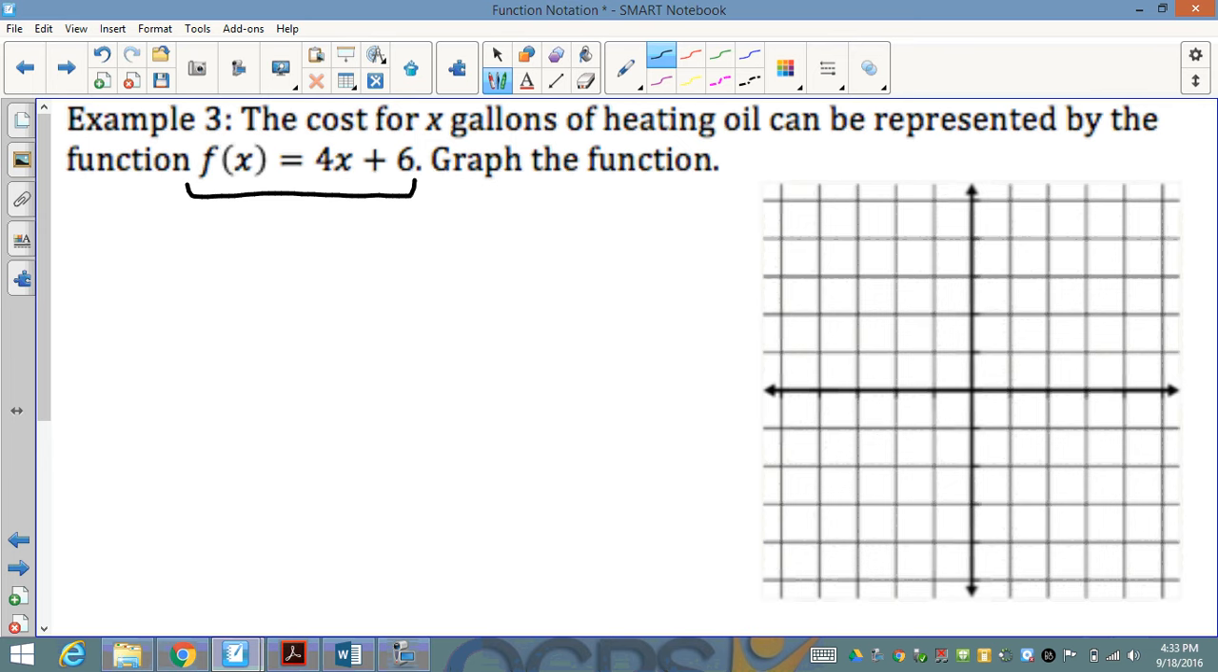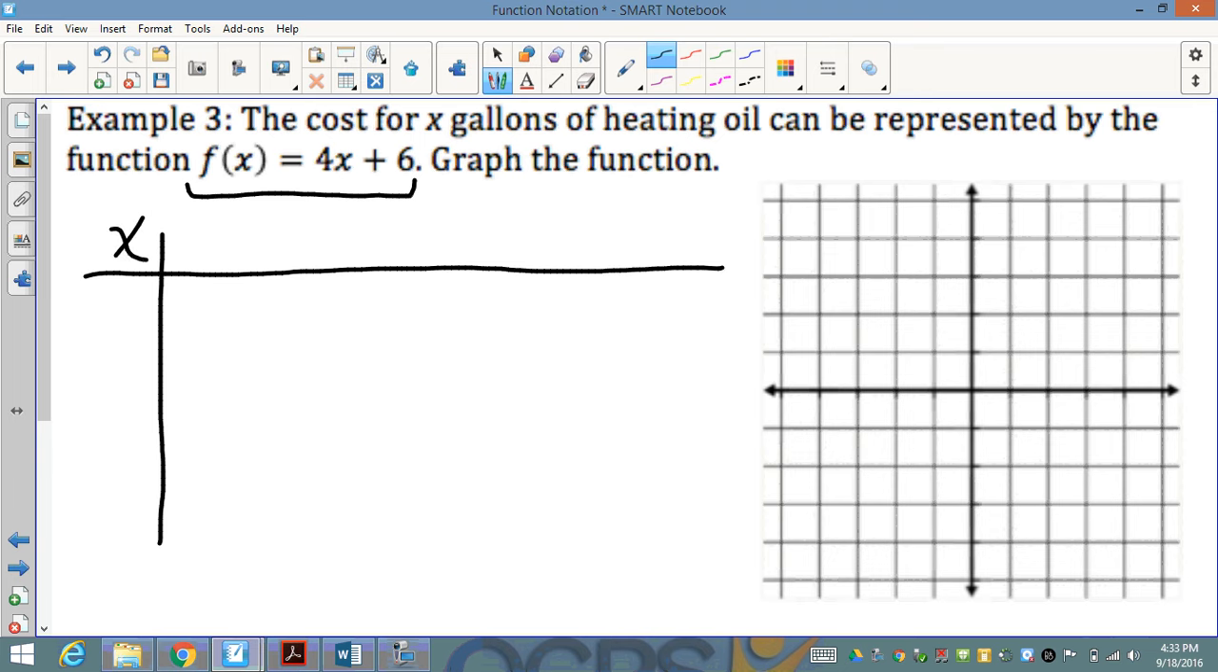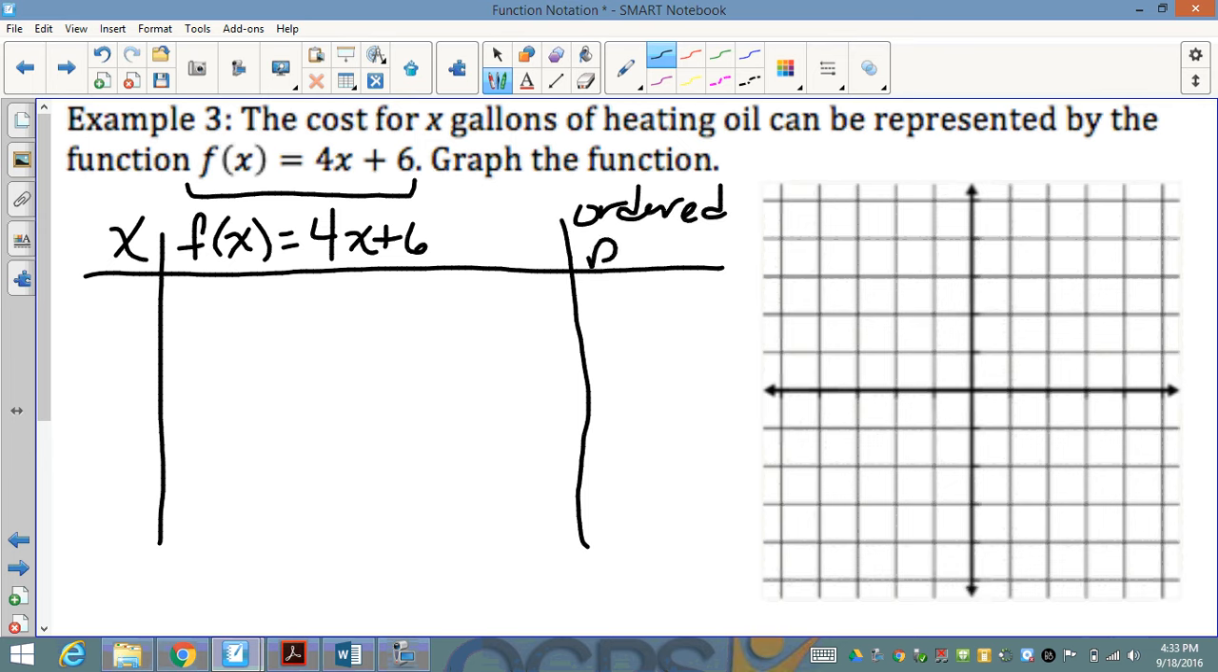And we want to graph the function. Now the way we are going to do that is just by completing a table of values and then plotting those points. So let's start by drawing our table of values. We're going to do x. We're going to do f of x equals 4x plus 6. And that's going to give us our ordered pairs, or our points. Probably would have been easier to write points.